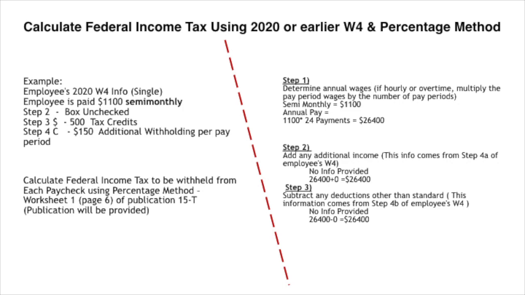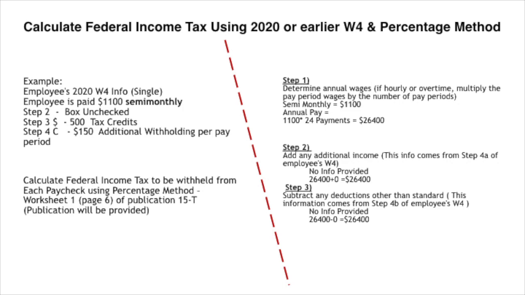In this problem, the employee has given a 2020 W4. His filing status is single and he is paid semi-monthly $1,100. On step 2 of the W4, the box is unchecked, and on step 3, he is claiming a dependent, so a $500 tax credit. And there is also an amount on step 4C, which is $150. That's the additional amount to withhold per pay period. So you calculate the federal income tax to be withheld from each paycheck using the percentage method, worksheet 1 on page 6 of Publication 15T.